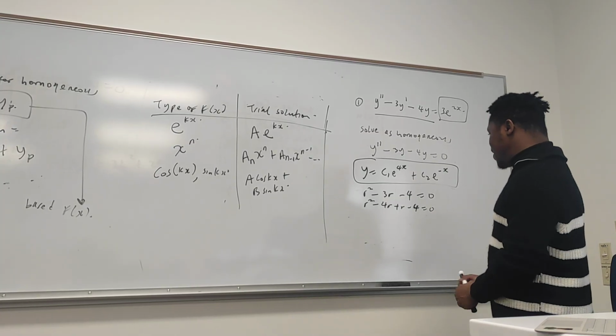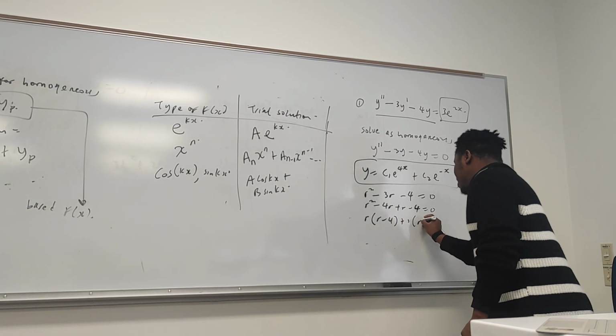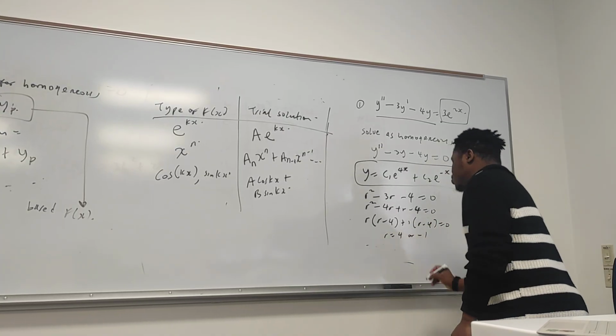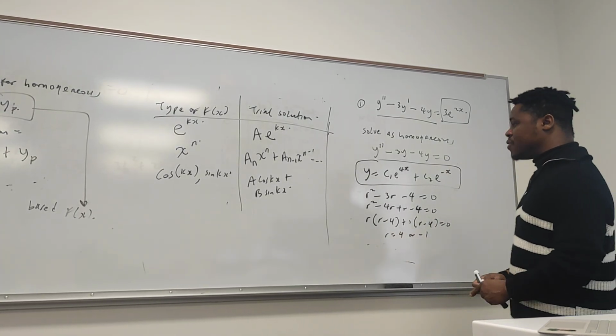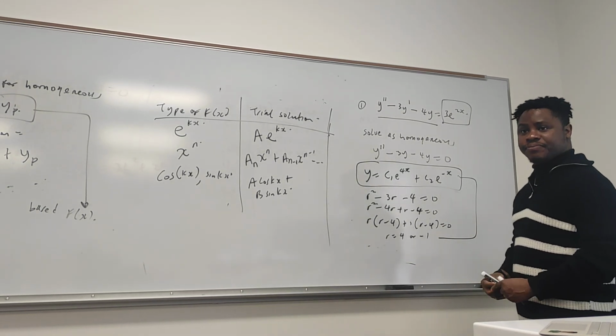So be prepared. So that's r minus 4 times r plus 1 is 0. So our r becomes 4 or minus 1. Apologies for jumping a step. So if you do it, these are the two solutions. So this is correct, right?